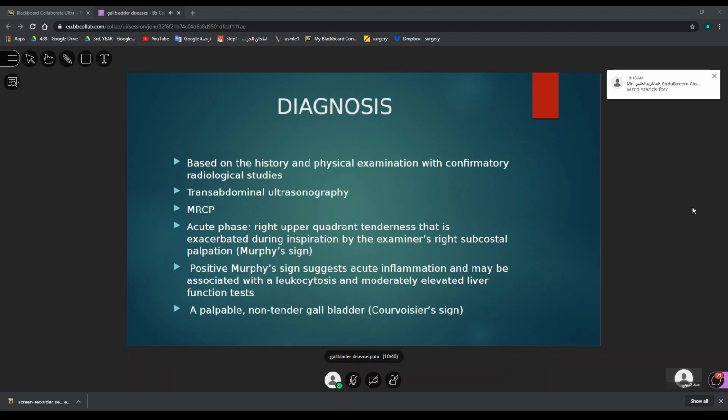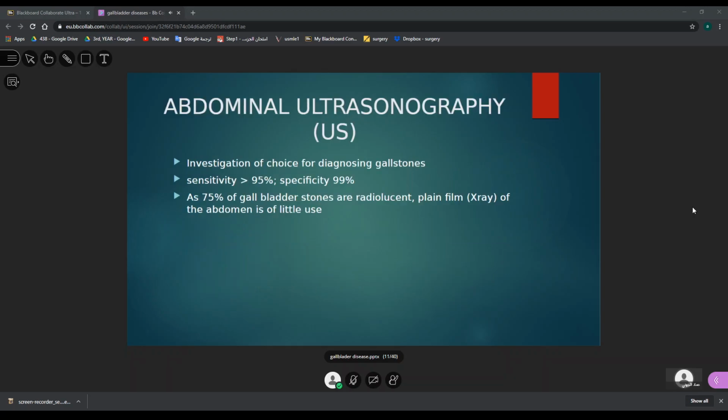This is called Courvoisier signs. Okay, you will understand what MRCP stands for in a while. So abdominal ultrasound is the investigation of choice. Any patient having gallstones, we have to do an ultrasound. Sometimes we need MRCP, but the ultrasound is the gold standard, with sensitivity of more than 95%.